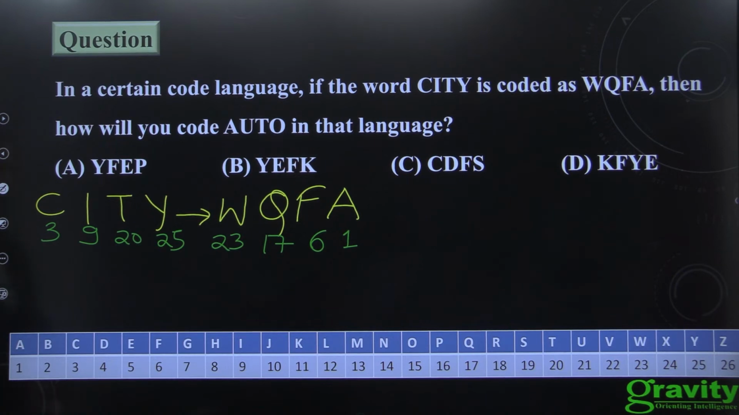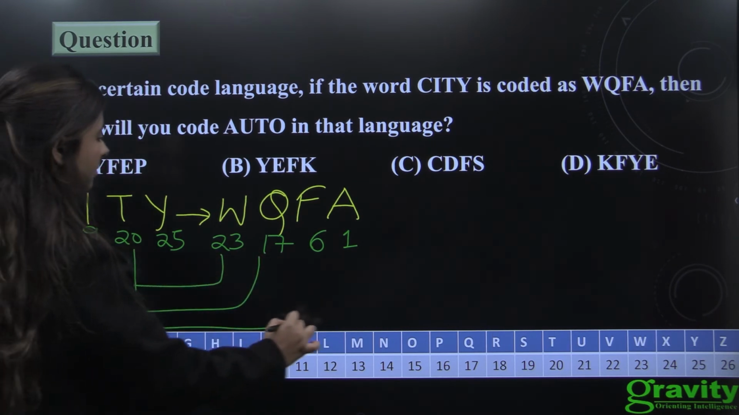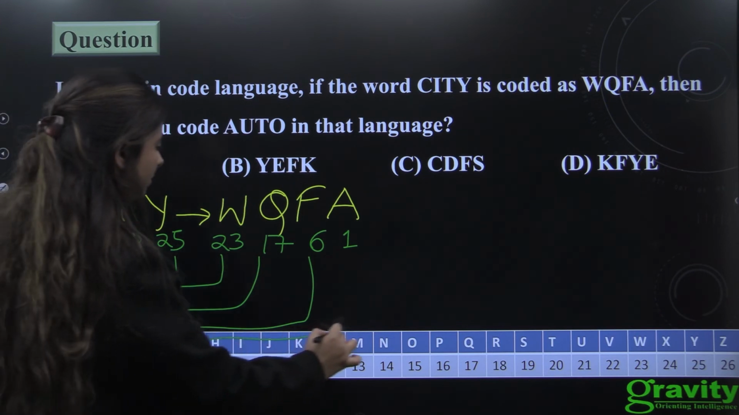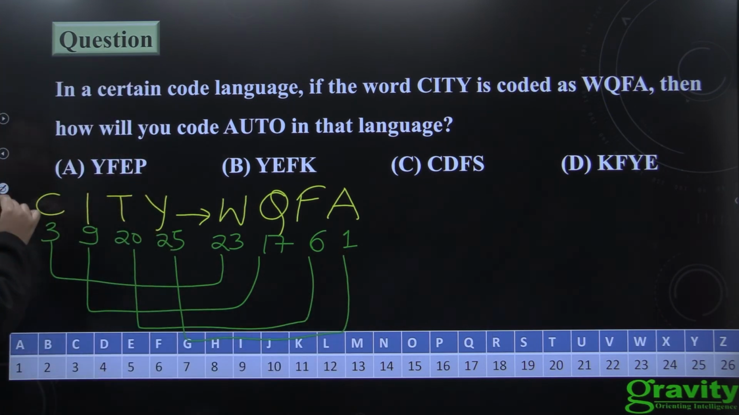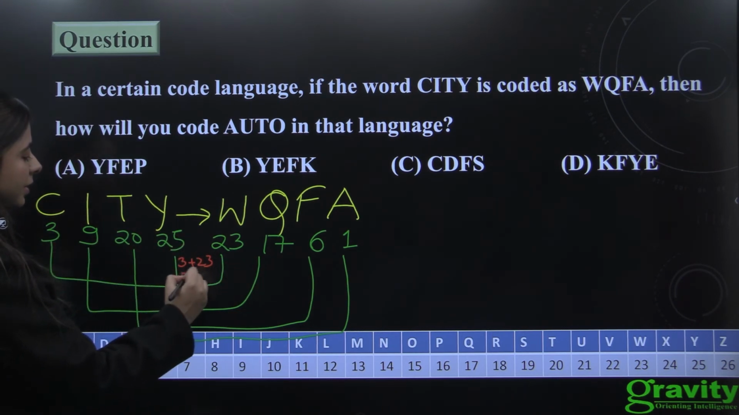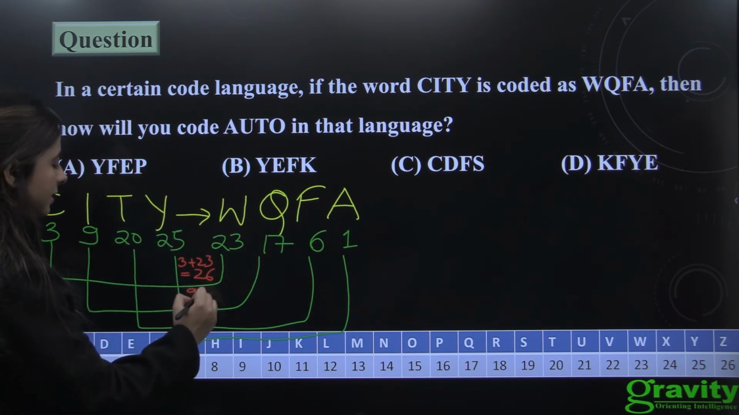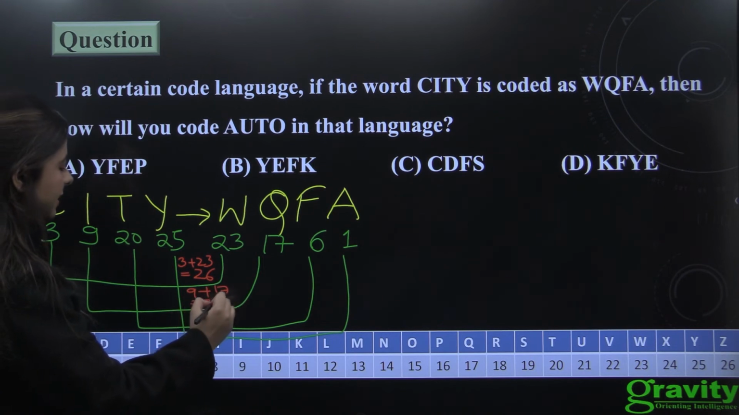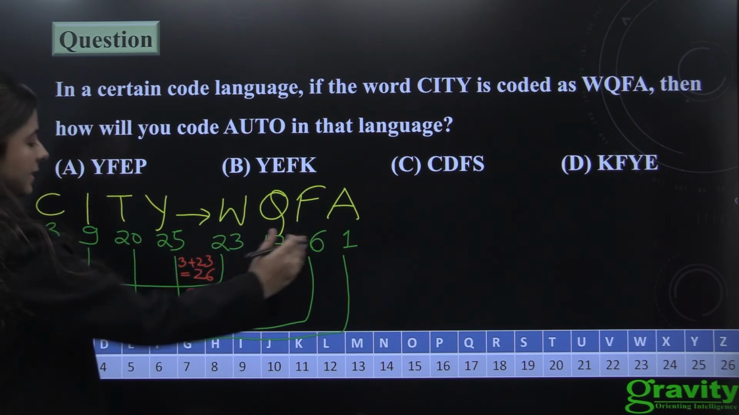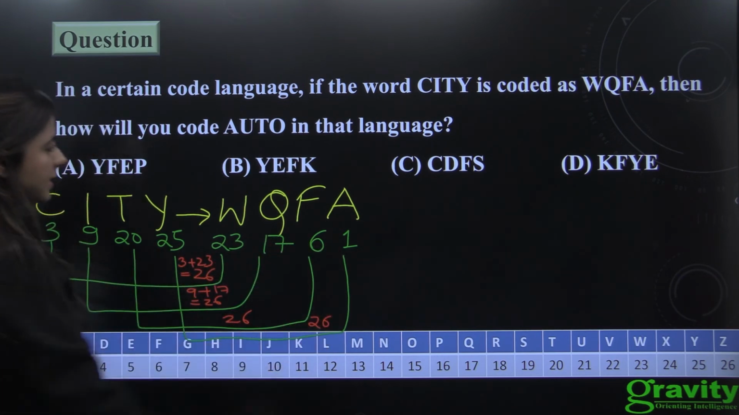What's the pattern? Ma'am, sum is equal to 26. Correct. 3 plus 23, 26. 9 plus 17, 26 again. 20 plus 6, 26. 25 plus 1, 26 again.